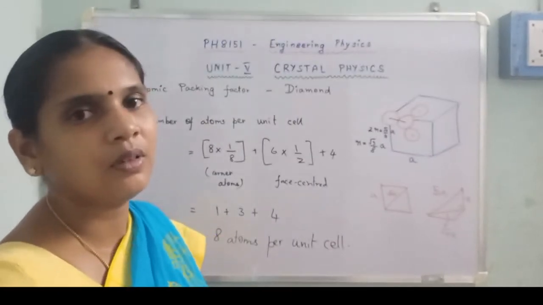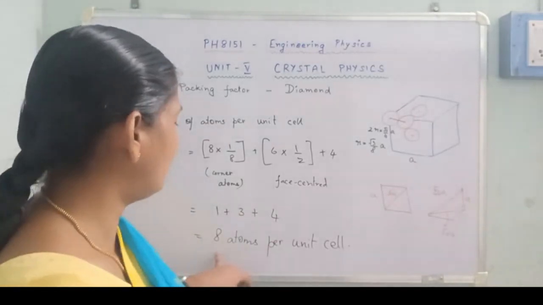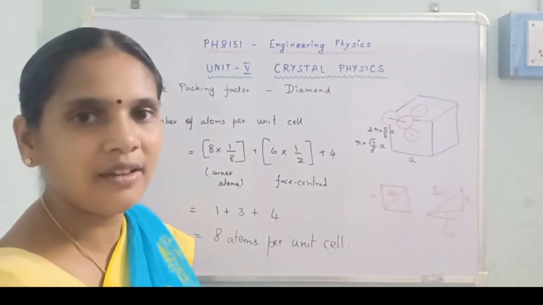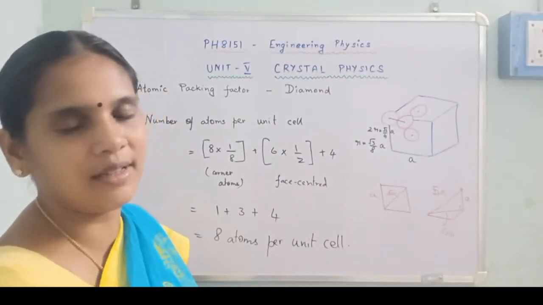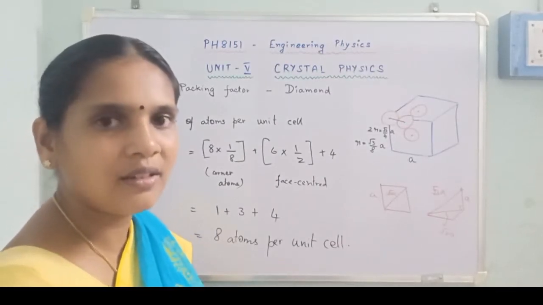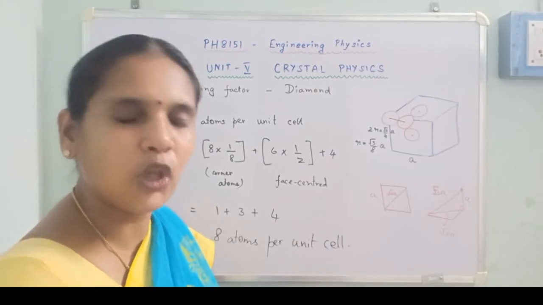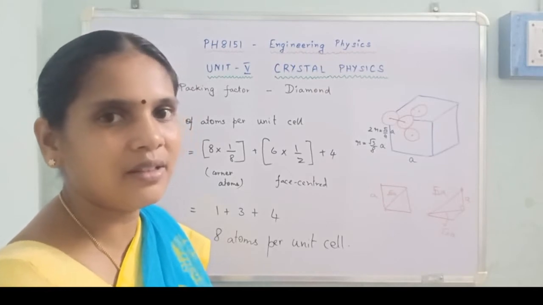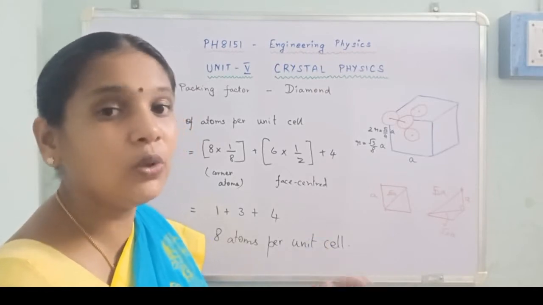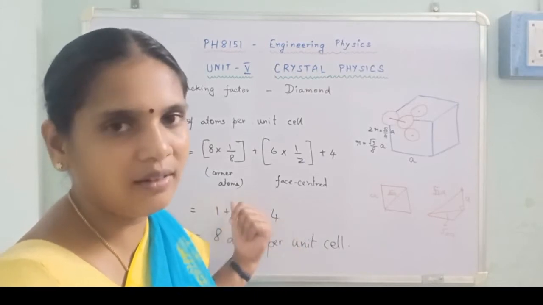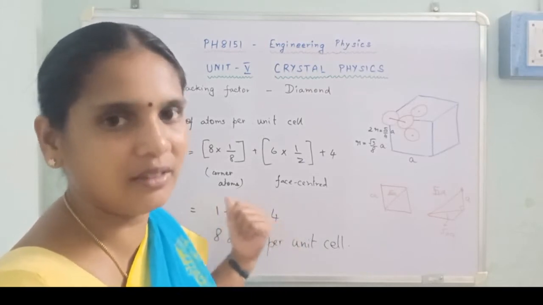So it has more number of atoms than an FCC lattice in a unit cell. So what do you expect? You expect it to be a close packed structure? No. Diamond is one of the most loosely packed structures. Let us see what the atomic packing factor is.